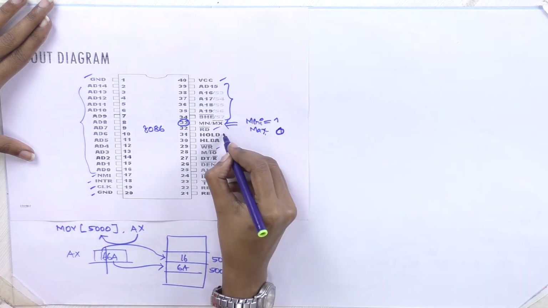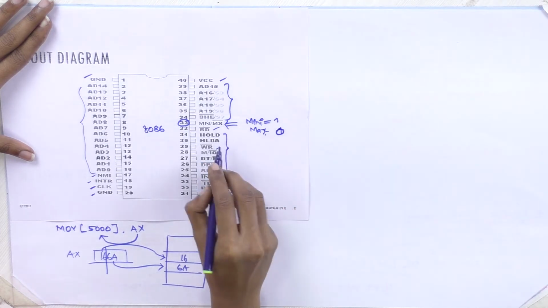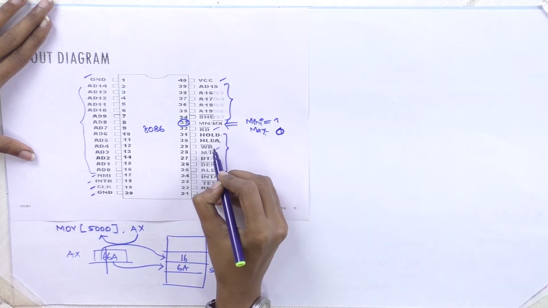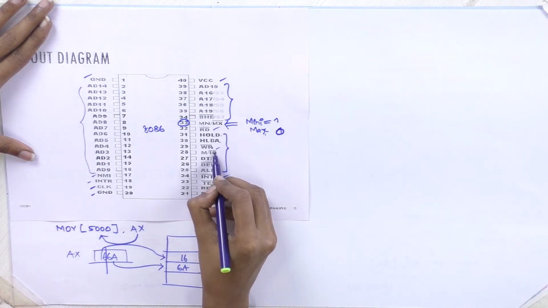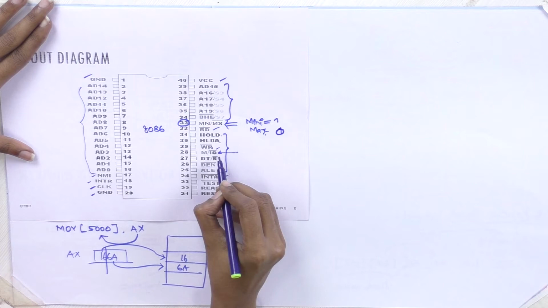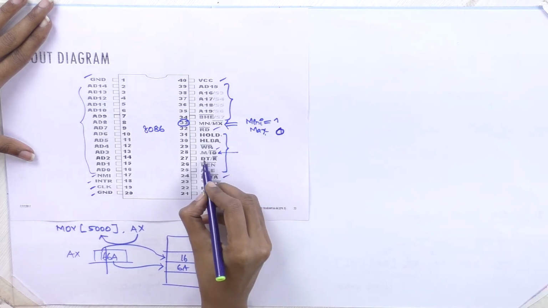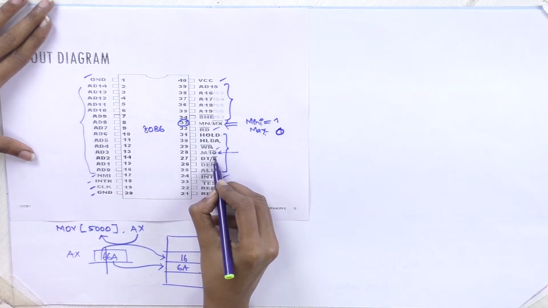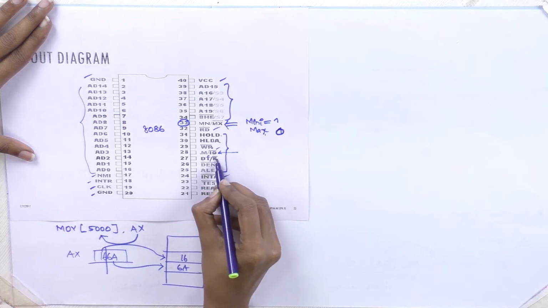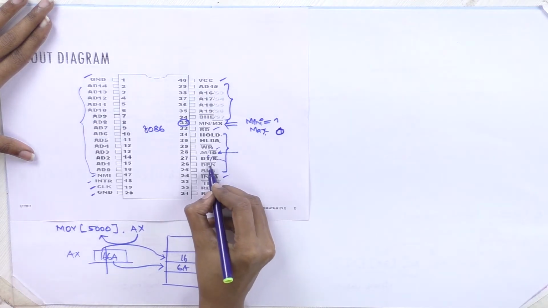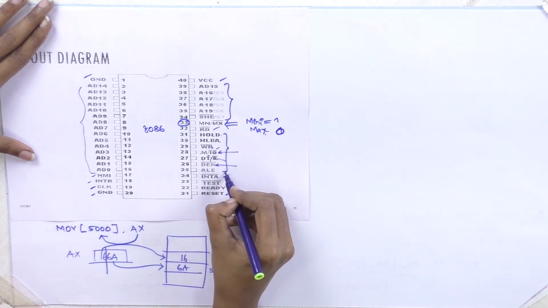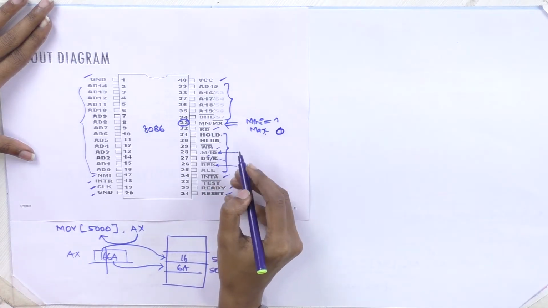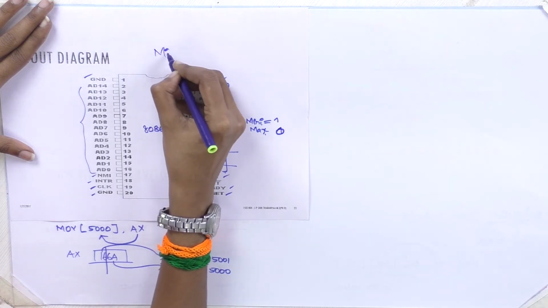So in minimum mode, these pins are the main thing: hold acknowledgement, write bar, M/IO bar to decide whether I am performing an IO operation or a memory operation, DT/R bar, which determines whether data is transmitted or received, and DEN, which is nothing but data enable, fine. So these are the signals used in minimum mode.